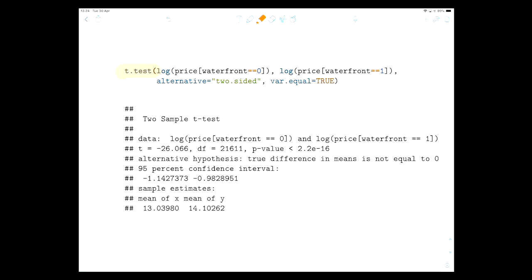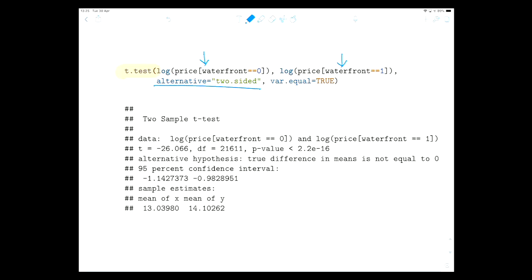Okay, fine. The arguments that go to t.test are the two samples or the two groups that you're trying to compare. So in this case, we have two groups. One is the log price when waterfront is equal to 0, meaning the log price of all the properties where there is no waterfront, and the log price of all the properties with a waterfront. Right, so you provide the two samples, the two groups.